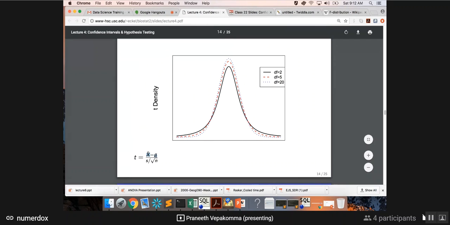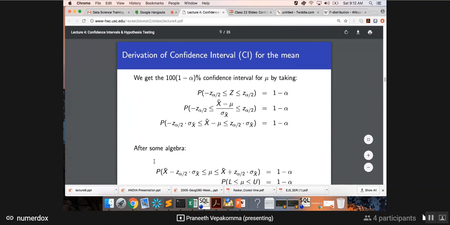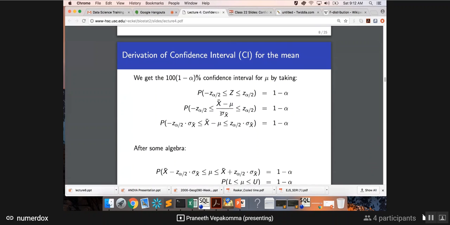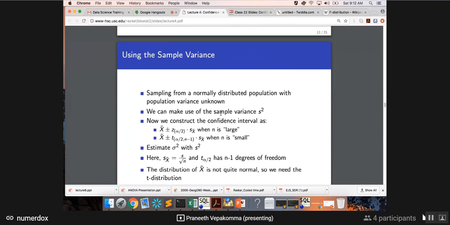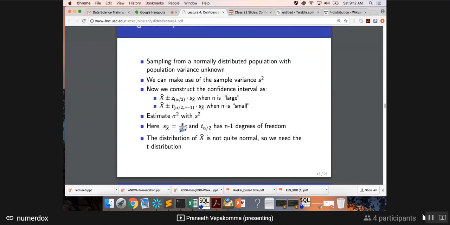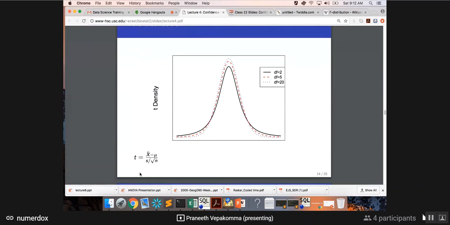So here, instead of x bar minus mu by sigma, which we used as the trick to get the distribution for x bar, but sigma is not known, what you do is put in the estimate of the standard deviation of the sample mean, the sample variance, which is s by root n. That is what you do. Then this statistic will have a t distribution.